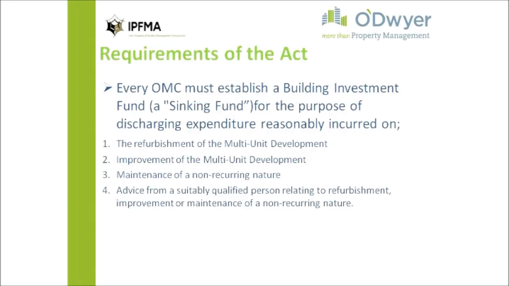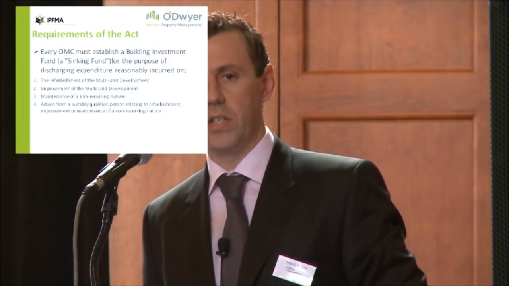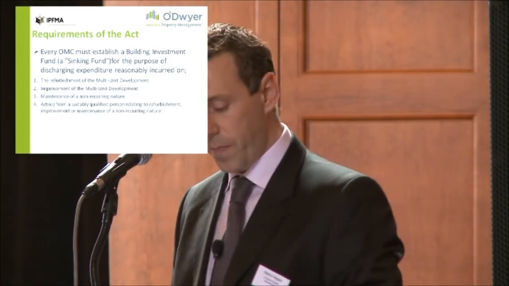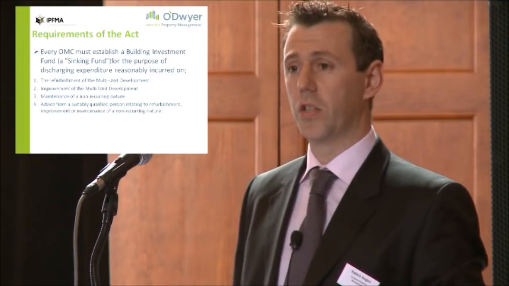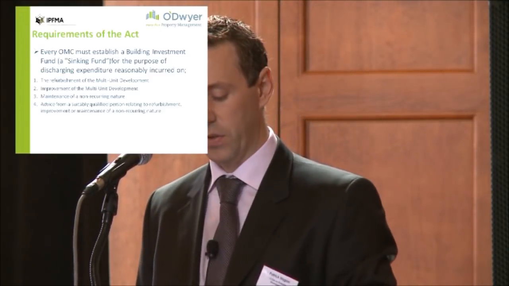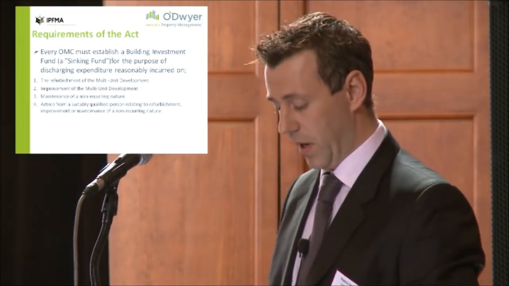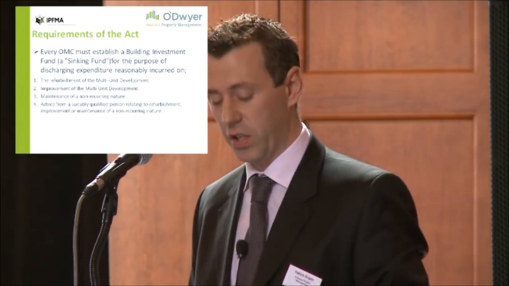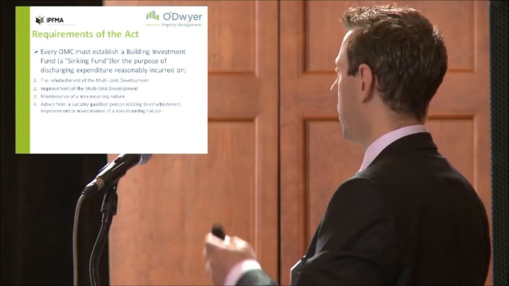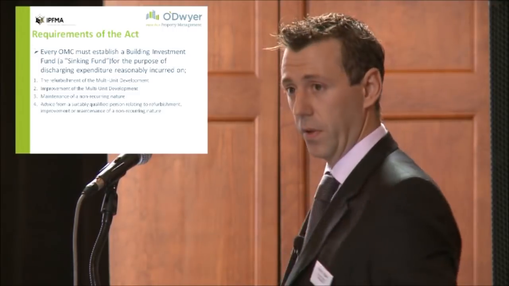So firstly, the refurbishment of the multi-unit development. So that could be the repainting, replacement of the roof, things like that. Secondly, the improvement of the multi-unit development. So you might want to put in a new CCTV system, you may need new pump systems, items such as that. Maintenance of a non-recurring nature. So from this, we can take it that expenditure on maintenance of a non-recurring nature can be funded through the sinking fund, but only if it relates to expenditure not generally incurred in each year and is certified by the directors and approved by the members at general meeting. This could include roof repairs, emergency lighting repairs, things like that. Finally, the Act provides that you can use the sinking fund monies to seek advice from a suitably qualified person in relation to the above three items.